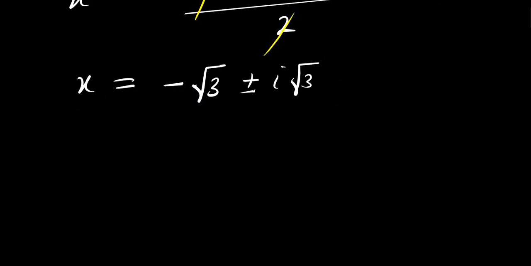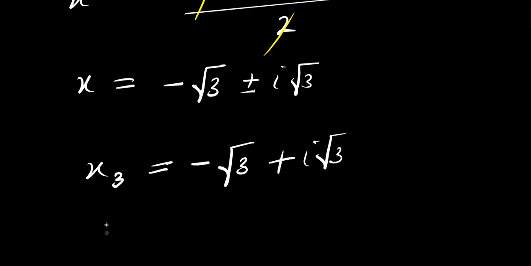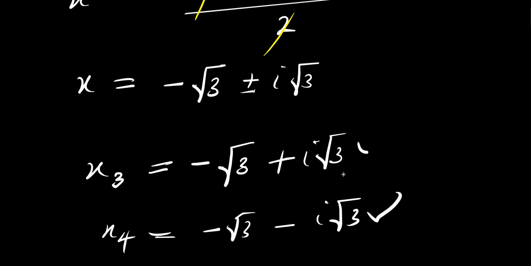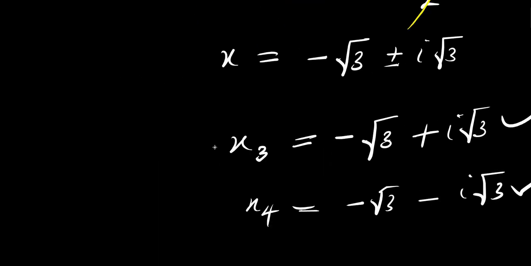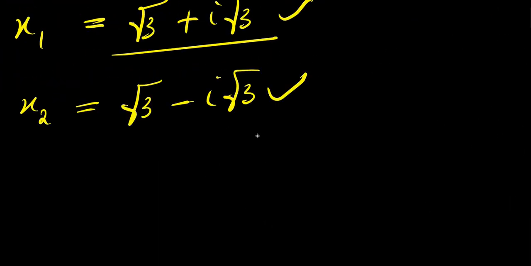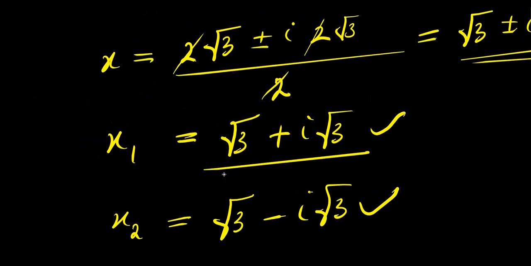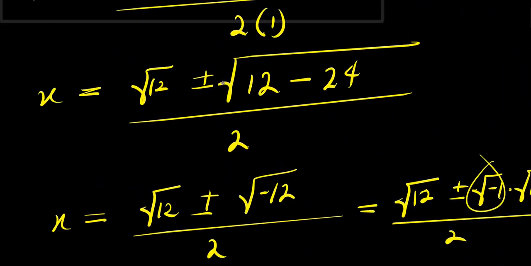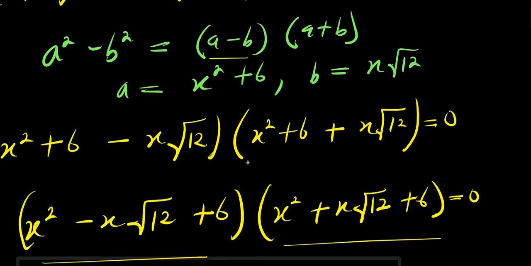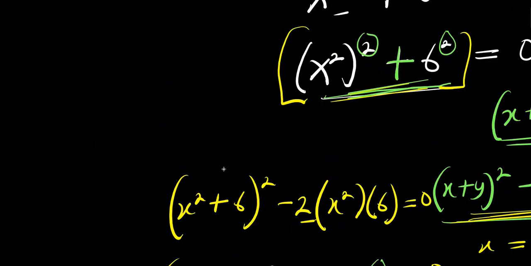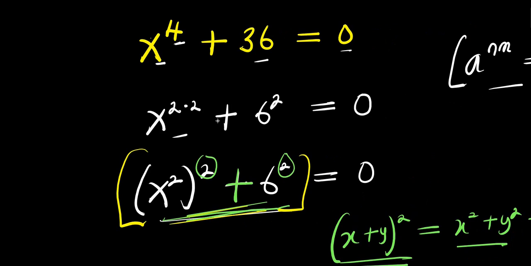So we have two complex values for x. We have x3 will be negative root 3 plus i times root 3. We have x4 is negative root 3 minus i times root 3. So these are the other two complex solutions in addition to these, making it 4 complex solutions. So we have 4 different solutions in total. That is it. Thank you and goodbye.